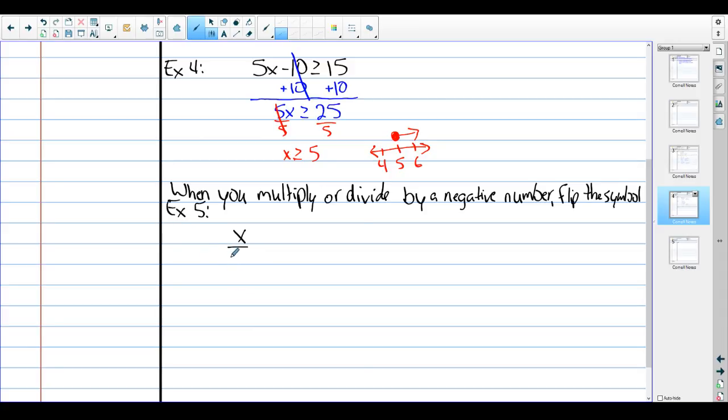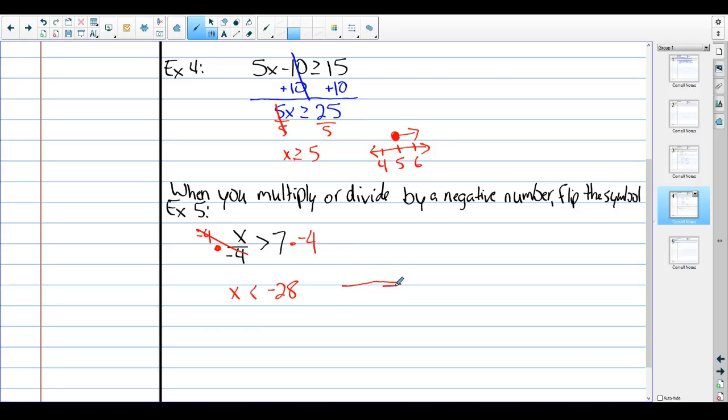Okay. So example 5. There's 2 more examples. Yes, you only flip the sign if it's negative and you're multiplying and dividing. So plus or minus doesn't matter. Only multiplying and dividing. So x divided by negative 4 is greater than 7. Okay. That's our problem. So I want to get rid of dividing by negative 4. So the opposite of dividing is to multiply by negative 4. So I'm going to multiply both sides by negative 4. So these 2 will cancel out. We have x on the left. 7 times negative 4 is negative 28. And since what we multiplied by was a negative number, greater than is going to become less than. So our final answer here is x is less than negative 28.